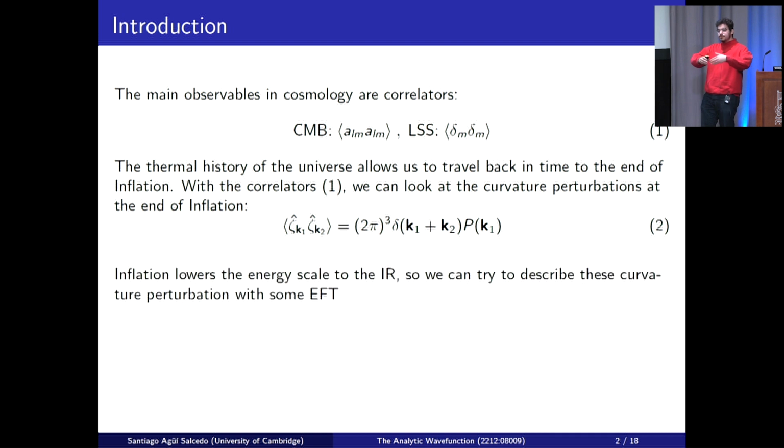Inflation is just an epoch of accelerated expansion that has another property besides creating these things, and that is lowering the energy scale from some high energy regime that we call the UV, the ultraviolet, to some low energy regime that we call the infrared or the IR. Now the IR can also be described with something called effective field theories, the EFTs.